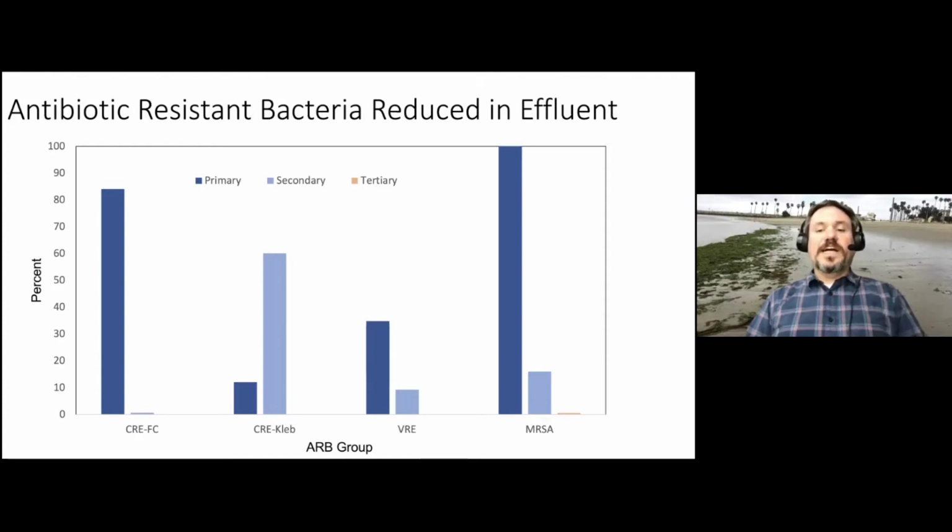In contrast, with the methicillin resistant in primary, we saw very little reduction. It was nearly identical what was going into the plant and coming out of the plant. But again, once you got to secondary and tertiary treatment, particularly tertiary, there was a strong reduction.